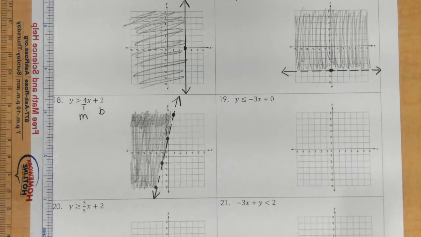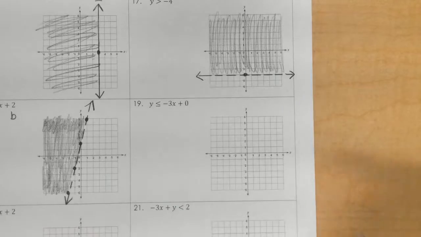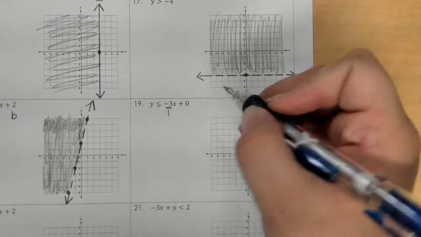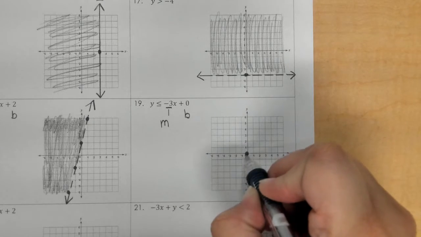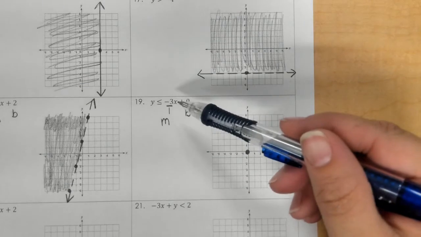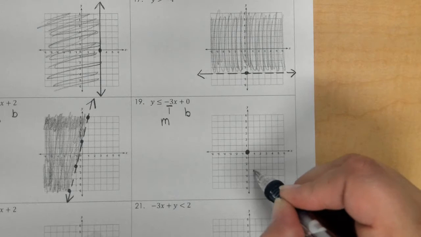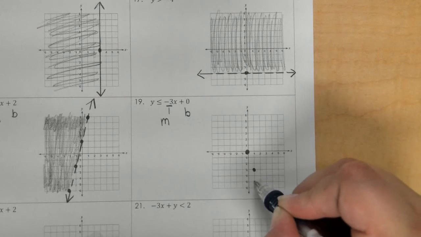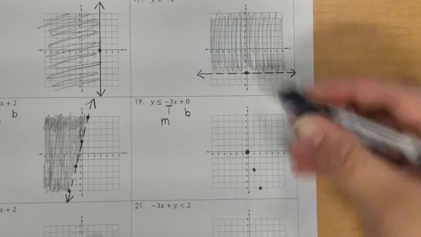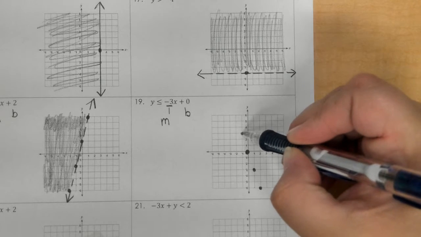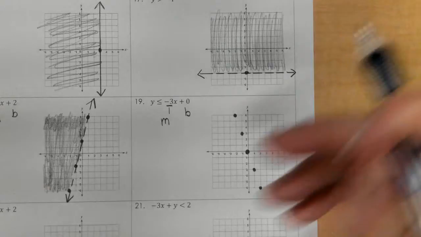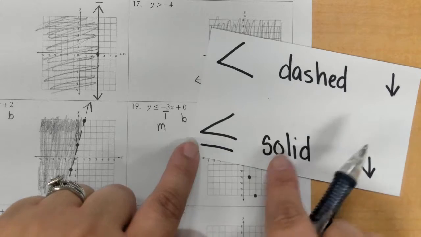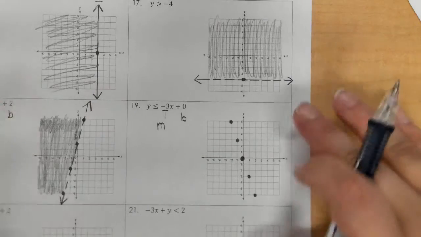Okay, moving on. Number 19. Again, it's in slope-intercept form. So we've got this negative 3 over 1. That's your m. Your b is 0. We start at 0. And we're going to go down 3, right 1. Down 3, right 1. Up 3, left 1. Because it is greater than or equal to, it is solid. So I would draw a solid line.